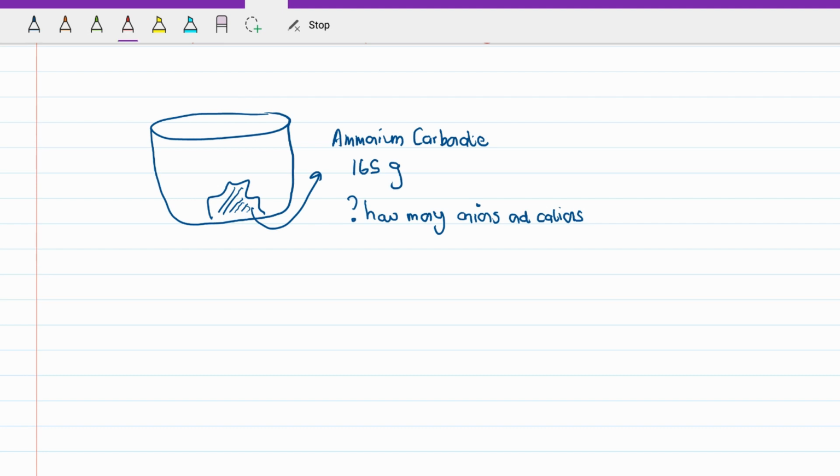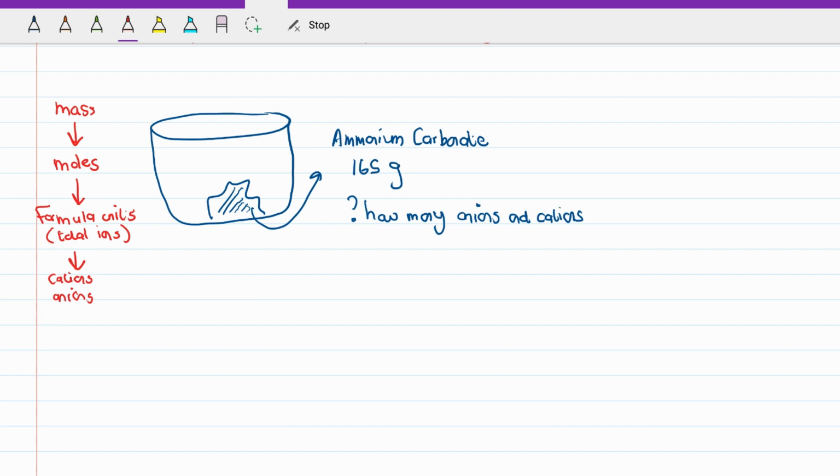Let me write down the scheme of what you are going to do. You have your mass, and from your mass you're going to calculate the number of moles. From your number of moles, you can calculate with Avogadro's number the number of formula units, which is just a fancy name for your total ions. And then from there on, you can calculate how many cations I have and how many anions I have.